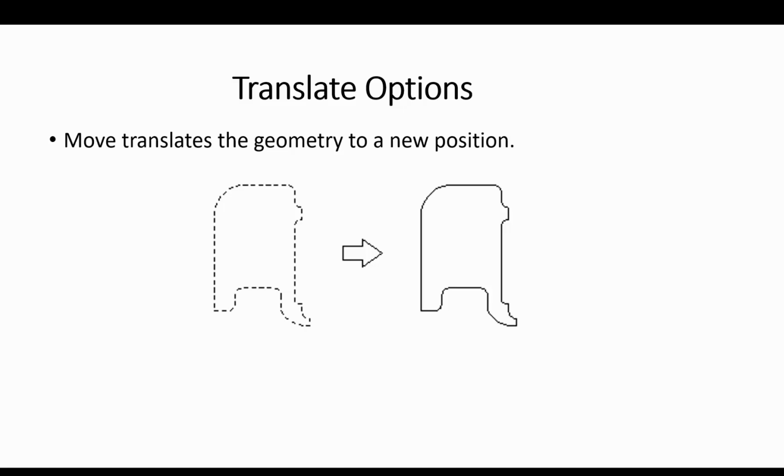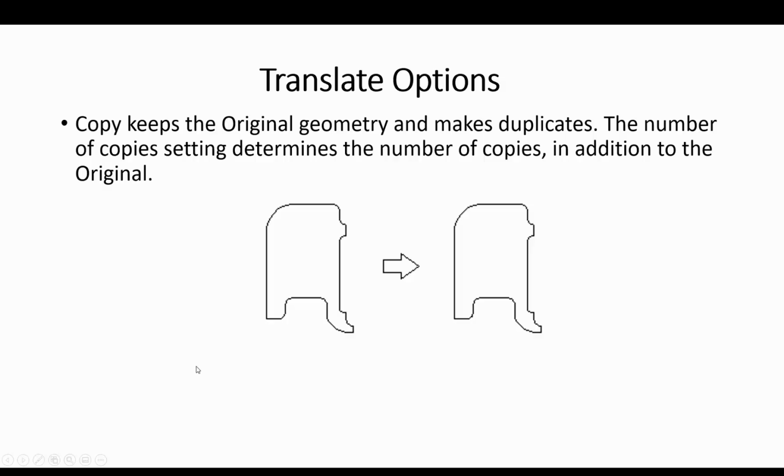Move translates the geometry to a new position. Copy keeps the original geometry and makes duplicates. You can set the number of copies in addition to the original.